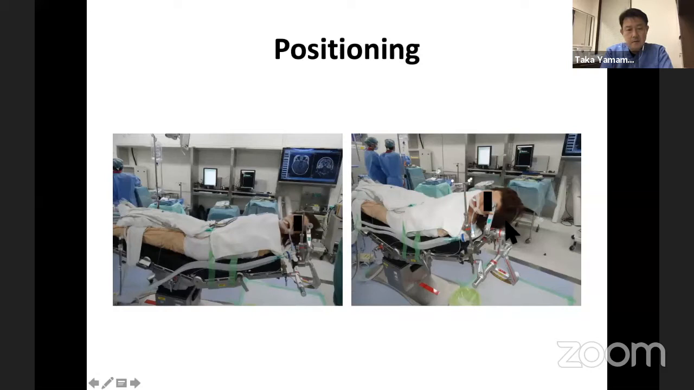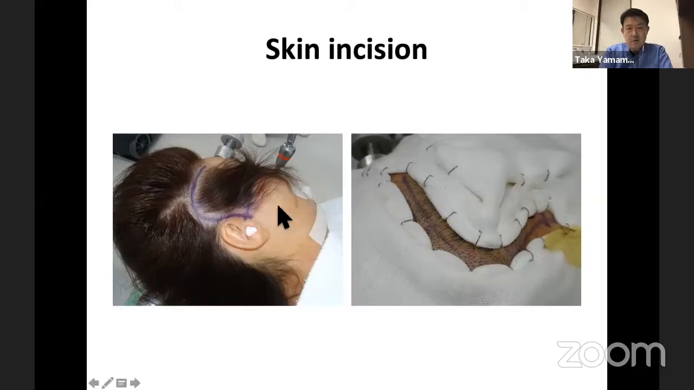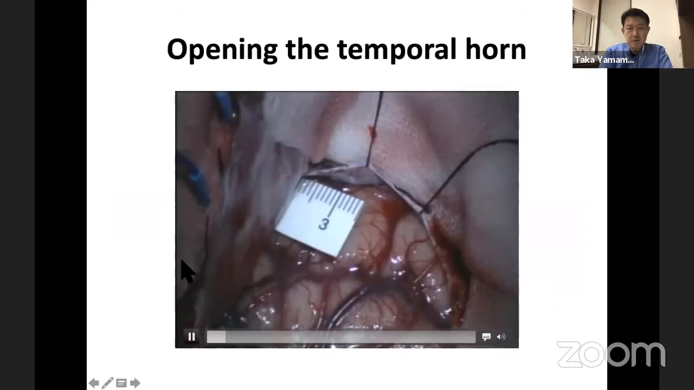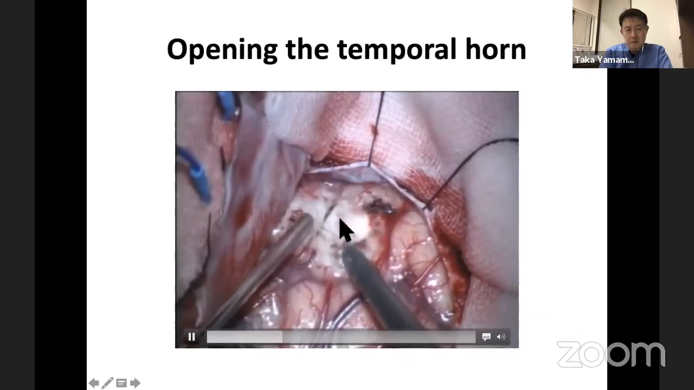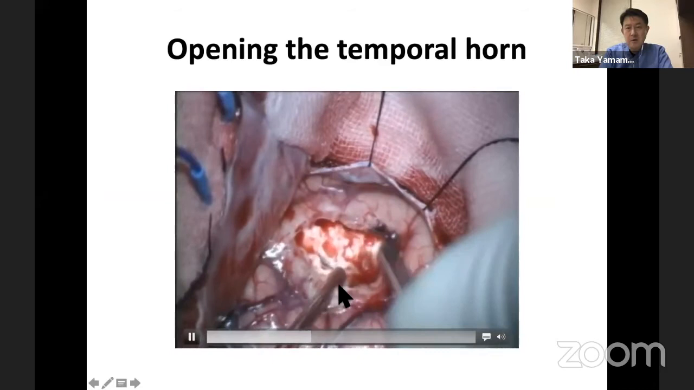And the skin incision is like this. A smaller incision is good if it is only a temporal lobe surgery. We put a sponge to cover the hair, with staples. And this is just the first part of a temporal lobectomy. This is the middle temporal gyrus, 35 millimeters from the tip of the temporal lobe, and it goes into the brain, almost vertical, going to the temporal horn.